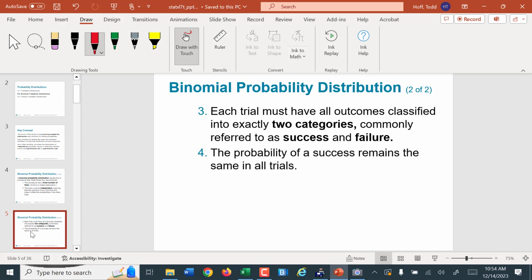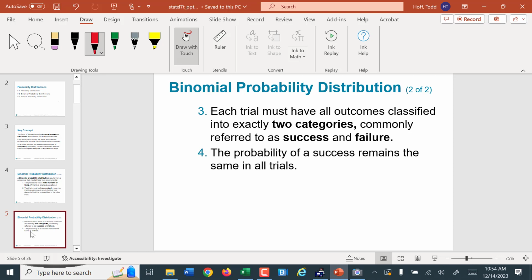Next, all of the outcomes must be able to be classified into two categories, success and failure. That doesn't mean there's only two outcomes, that means they're classified into two categories. For example, rolling a die. There are 6 possible outcomes there, but maybe we say that getting a 1 or a 2 is a success and anything else is a failure. Now we've classified them in those two categories.